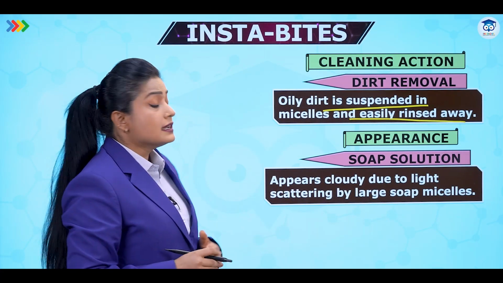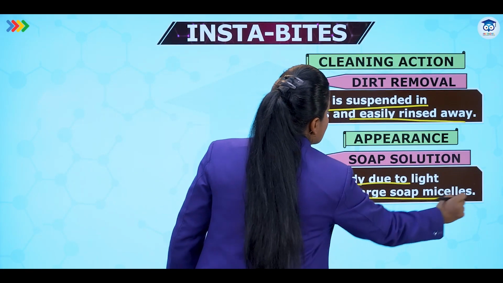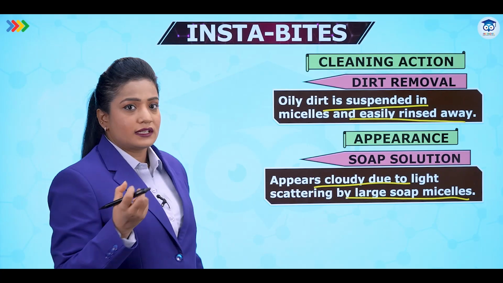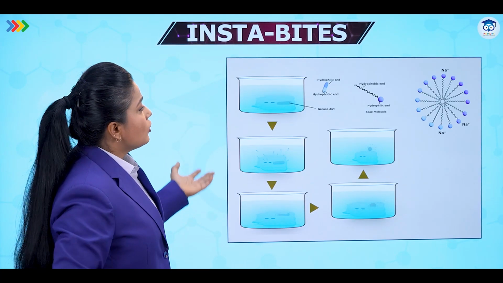So what does it show us? It shows cloudy due to light scattering by large soap molecules. So we see a cloudy white thing because it scatters light. So this is how we can see the whole process.